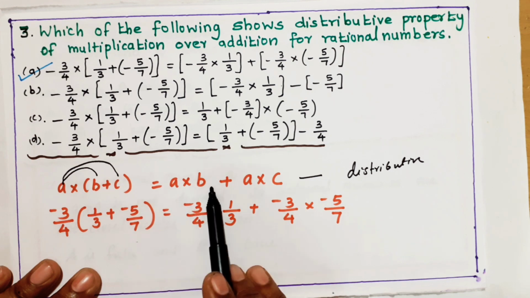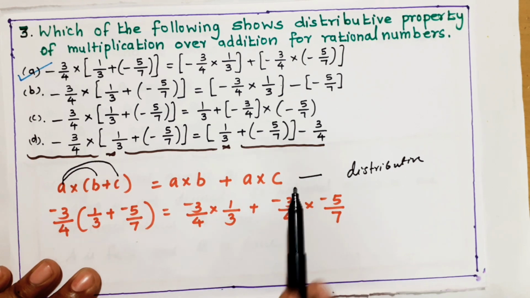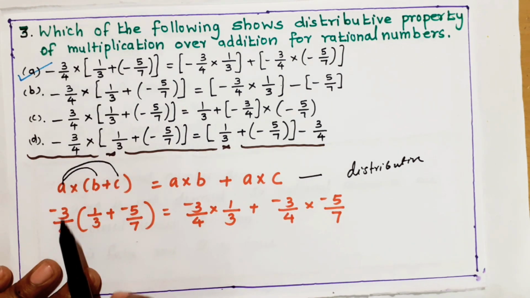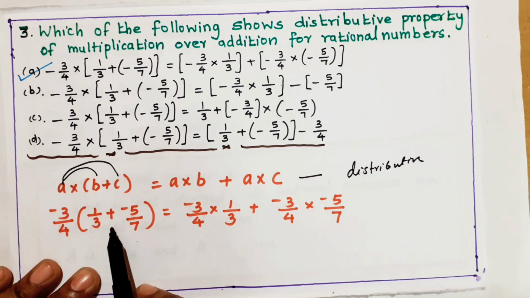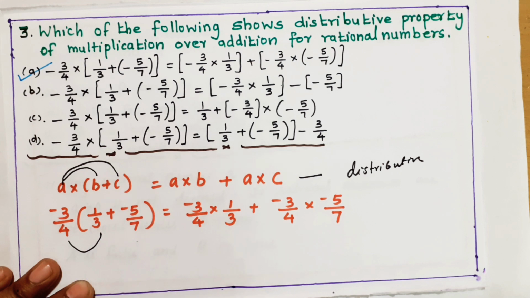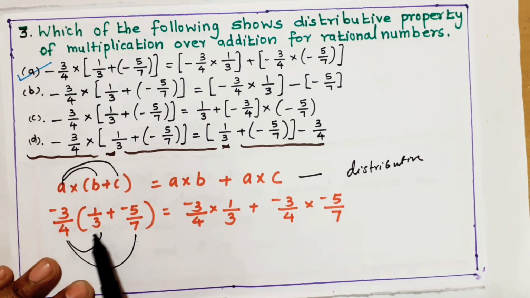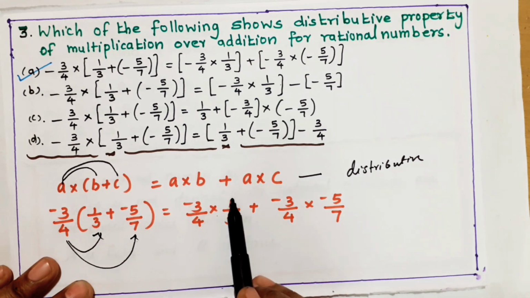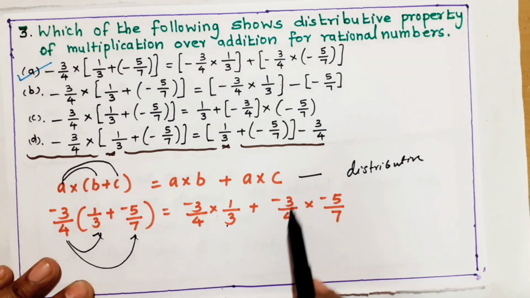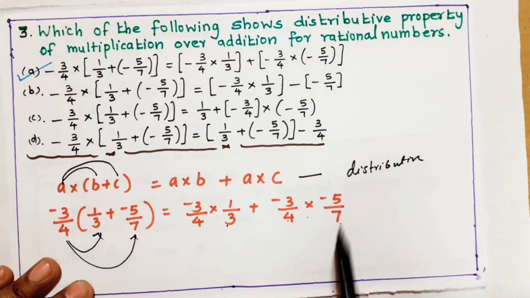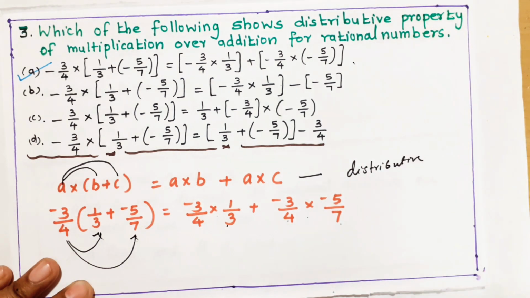So a into b plus a into c. If you see this number, minus 3 by 4 into 1 by 3 plus minus 5 by 7, we have to multiply 3 by 4 into 1 by 3. At the same time we have to multiply 3 by 4 into 5 by 7. So minus 3 by 4 into 1 by 3 plus minus 3 by 4 into minus 5 by 7. So that is the first answer.